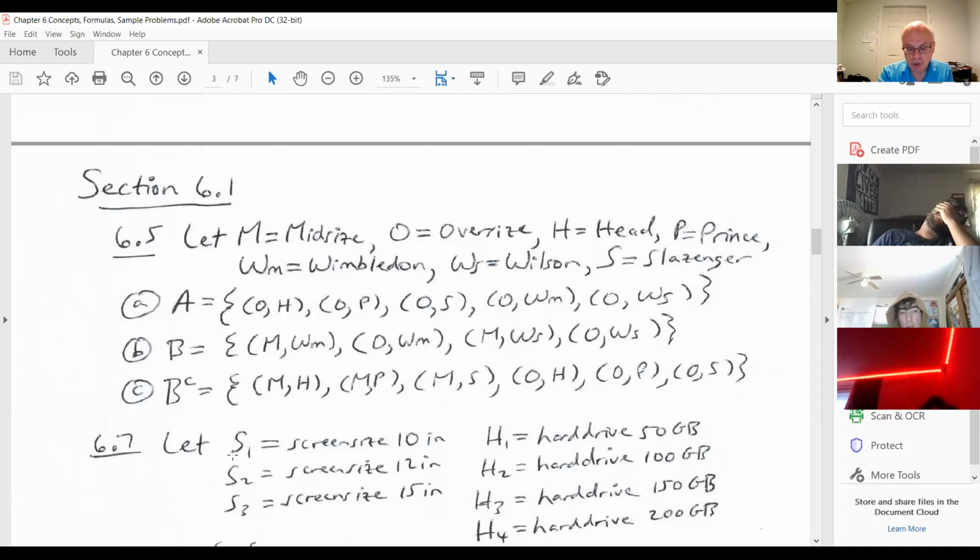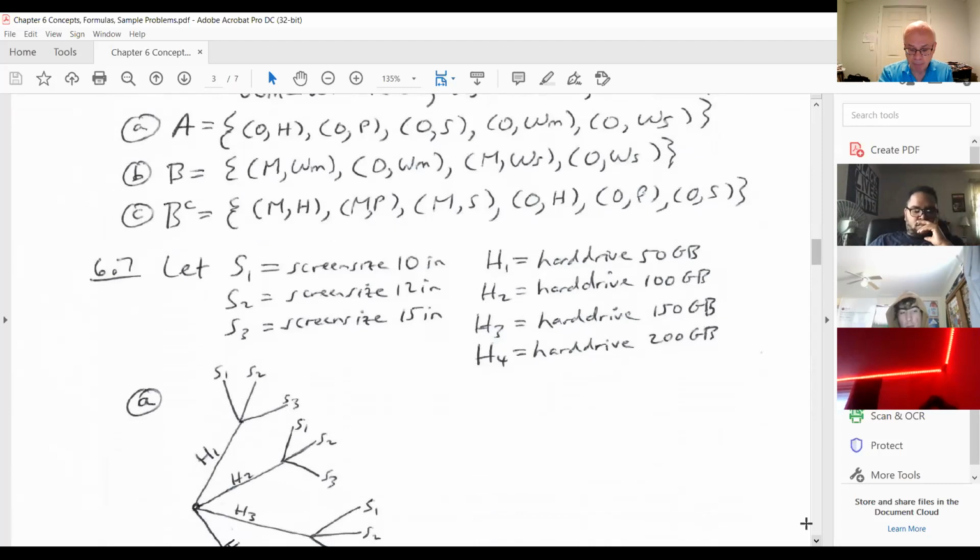The same thing for 6, 7. This has to do with computers, I believe, laptop computers. And apparently there's a new brand of laptop computer. You can order them with 3 screen sizes and 4 types of hard drive sizes. They don't list them as S1, S2, and S3 in the problem if you read it, but this is how I'm listing them, because S is representing screen size, and I'm saying S1 is the 10-inch one, S2 is 12-inch, S3 is 15-inch.